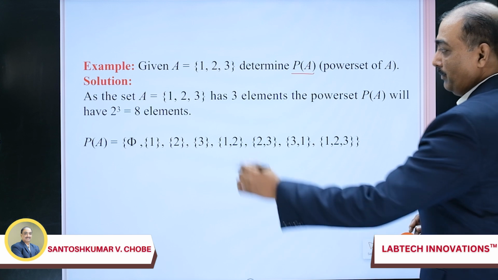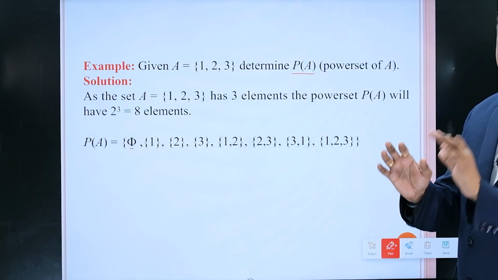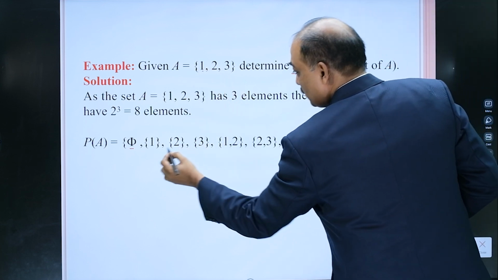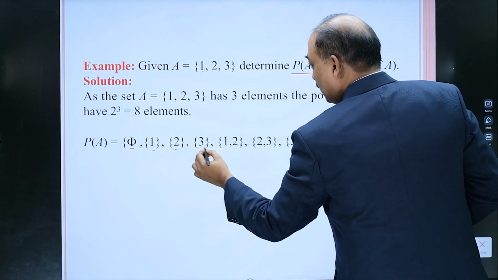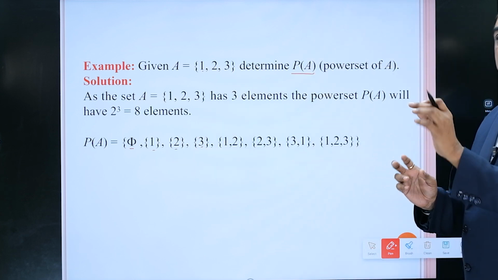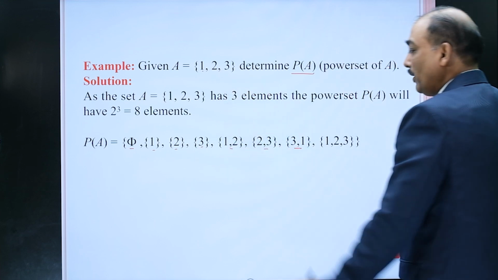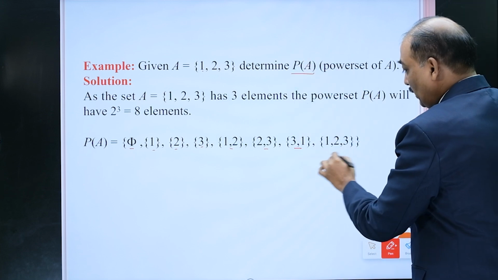That is, P(A) is equal to this. I don't have any element, that is the empty set, what we call it. Then I'll take a single element from A. So that is 1 I'm going to write. Then the second element, the third element, and then combinations of these elements, like I can write {1, 2}, then {2, 3} and {3, 1} or {1, 3}. And then the final combination of all these 3 elements, that is {1, 2, 3}.